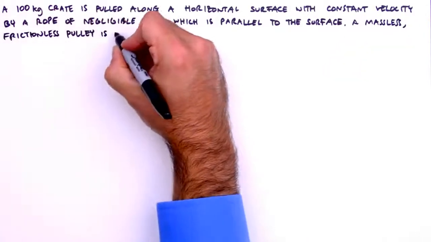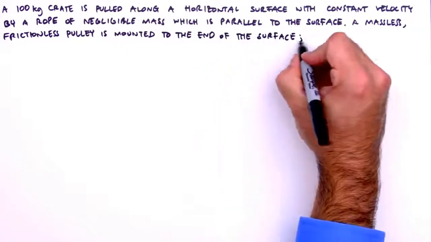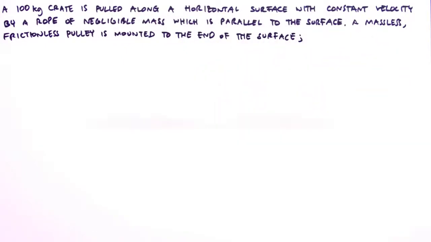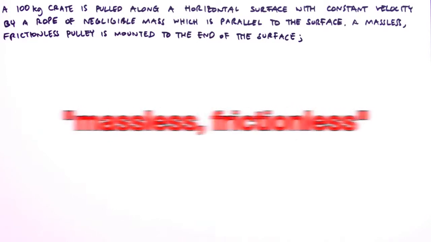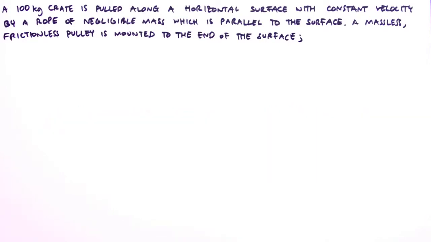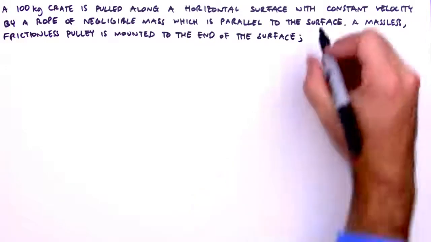Next, a massless, frictionless pulley is mounted to the end of the surface. Again, this massless, frictionless pulley doesn't exist in the real world, but in physics land, situations can be idealized so that we're able to focus our attention on the underlying fundamentals.